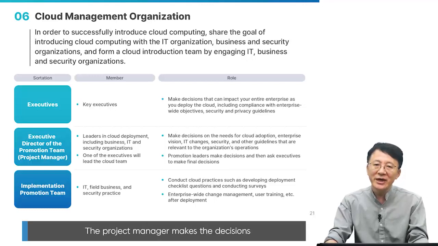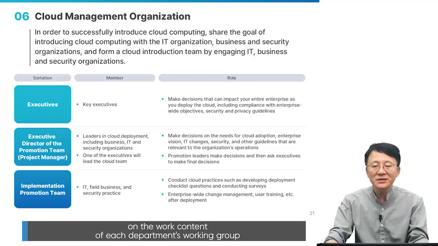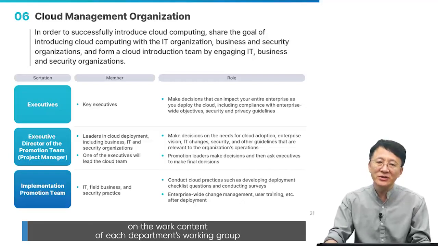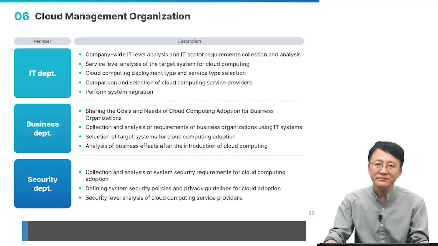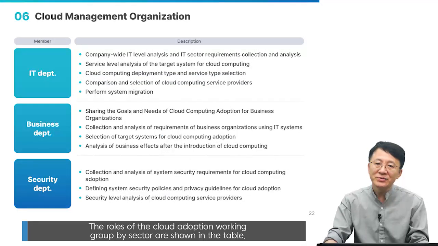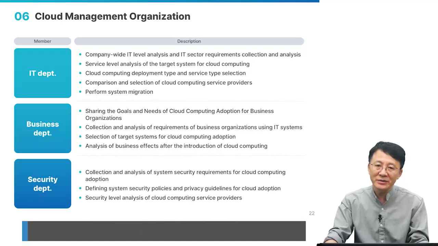The project manager makes the decisions on the work content of each department's working group on guidelines such as the need for cloud adoption, enterprise vision, IT change content, and security, and reports to the executive team. The roles of the Cloud Adoption Working Group by sector are shown in the table.